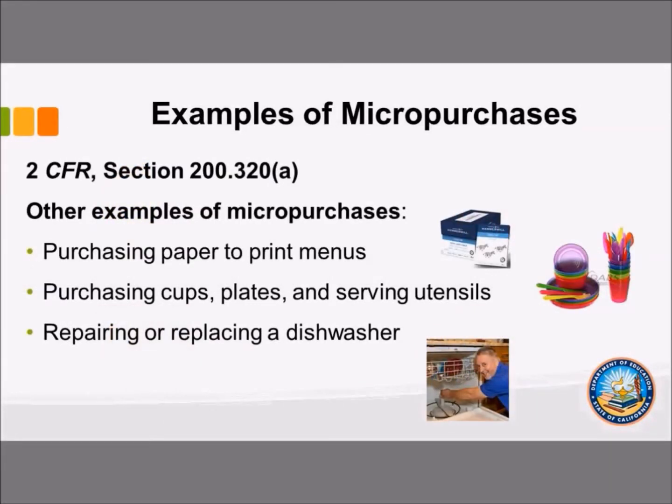Can you give me some more examples of micropurchases? Other examples include purchasing paper from an office supply store, purchasing new plastic cups, plates, or serving utensils. And if an agency's dishwasher breaks, they may decide to pay someone to repair it or purchase a new one. In these cases, the cost is likely to be below the threshold. These are all examples of micropurchases.